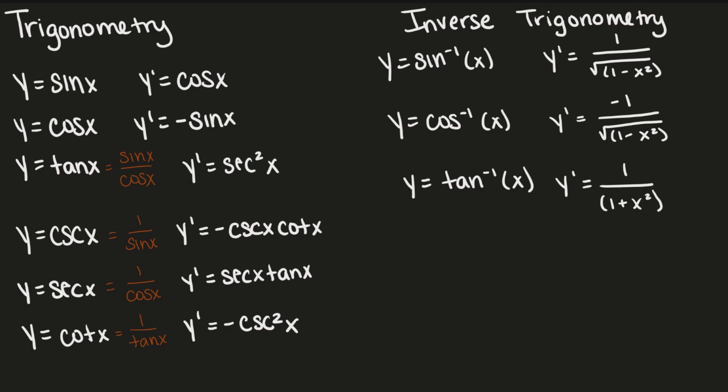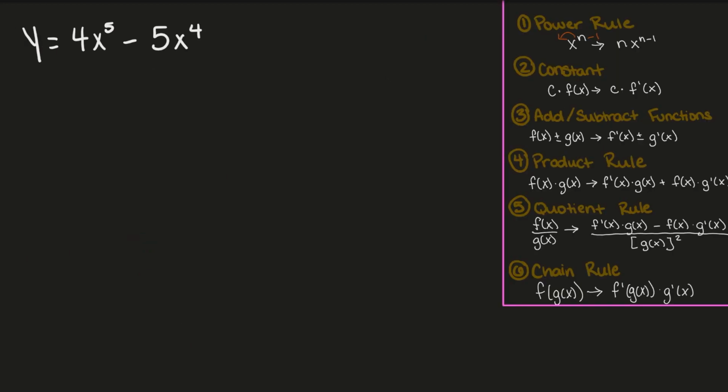Now let's get into some examples of solving derivatives using these derivative rules. First we have y equals 4x to the fifth minus 5x to the fourth. When we're solving these derivatives, we're going to find that we need to use a combination of these rules in order to find that derivative. No one rule is always going to give you the whole thing. Let's look at what we'll be doing here.